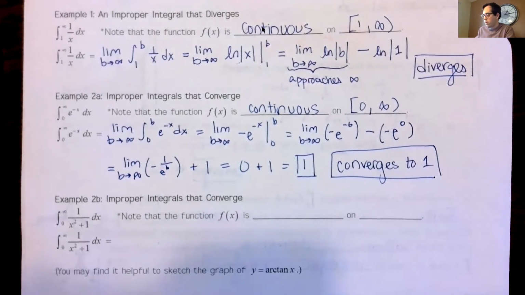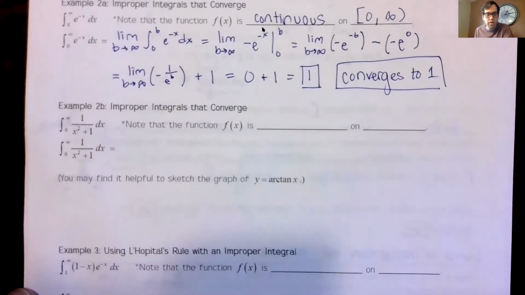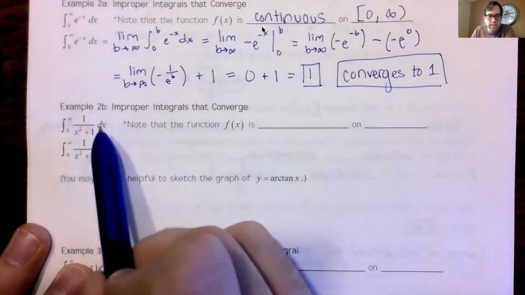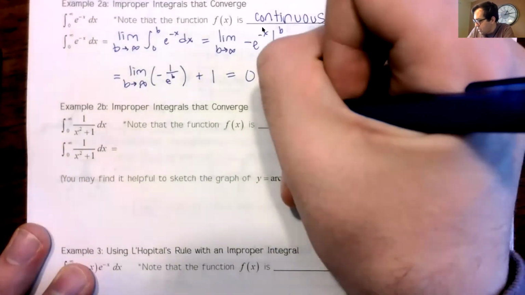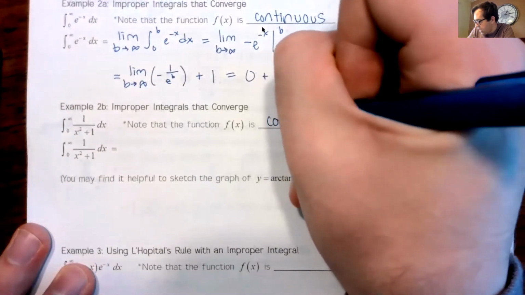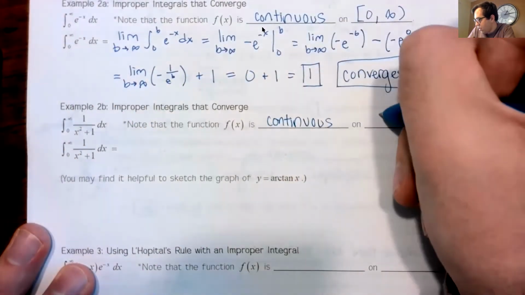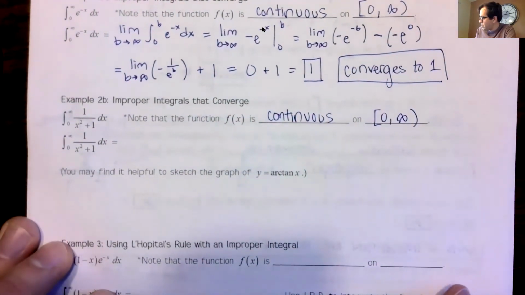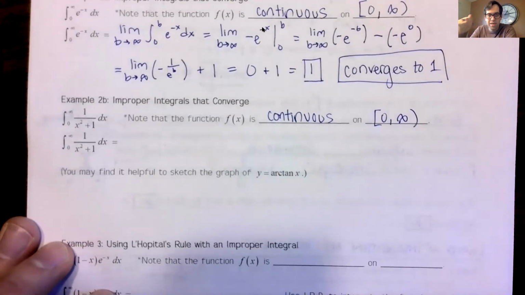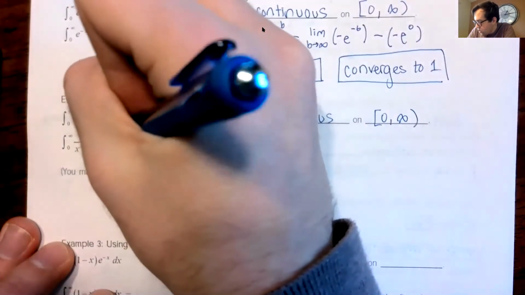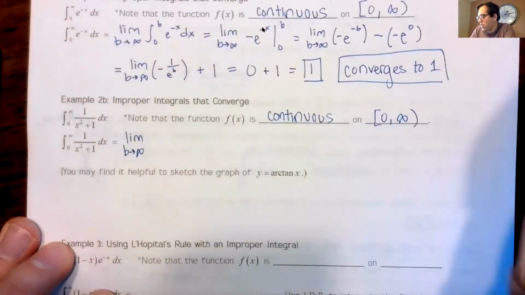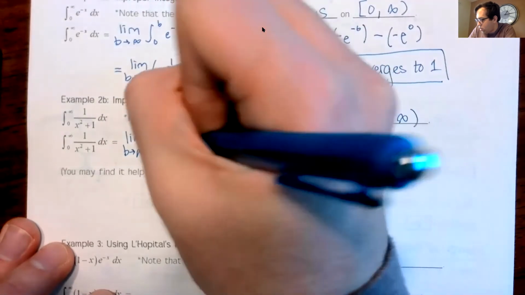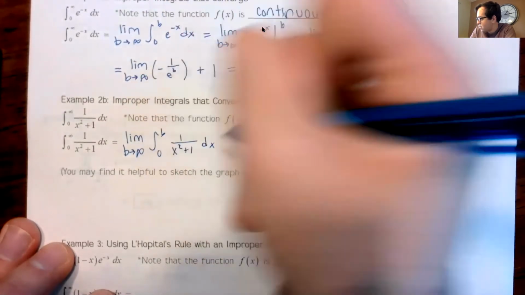All right, let's try another one. Another improper integral that converges. The integral from 0 to infinity of 1 over x squared plus 1 dx. This function is continuous from 0 to infinity. Again, you could check that out on the graph to make sure. All right. And so, as always, we're going to immediately change to a limit. Once again, it's the upper bound, so we're going to use b. The limit as b approaches infinity, integral from 0 to b of 1 over x squared plus 1 dx.